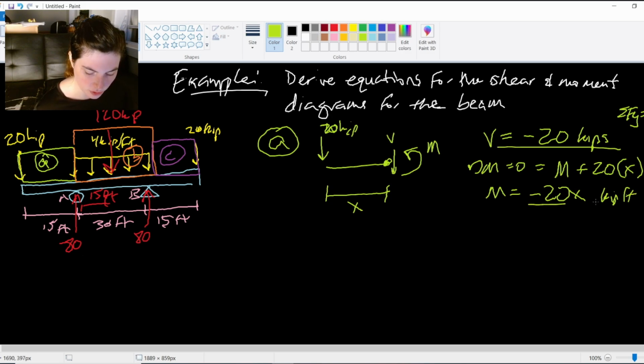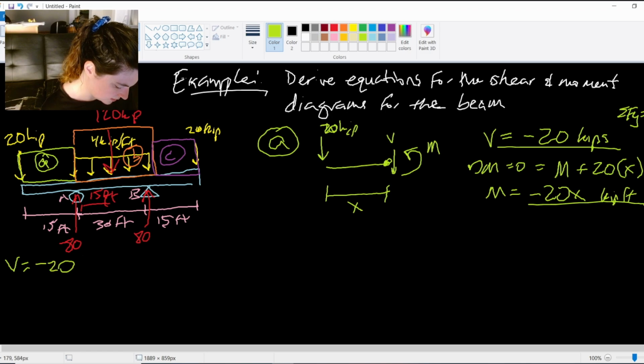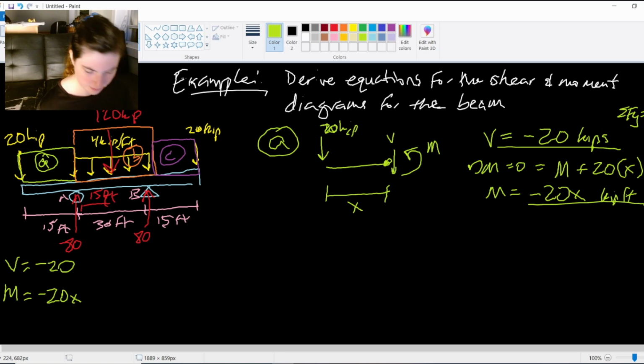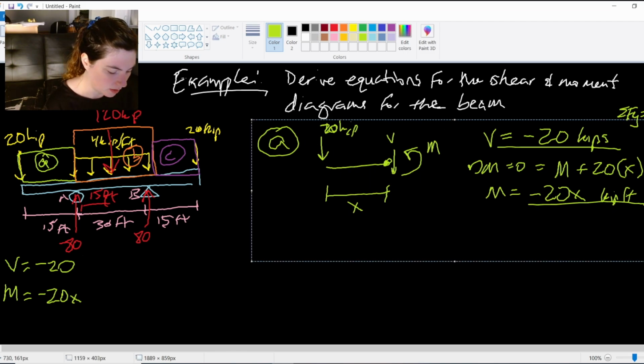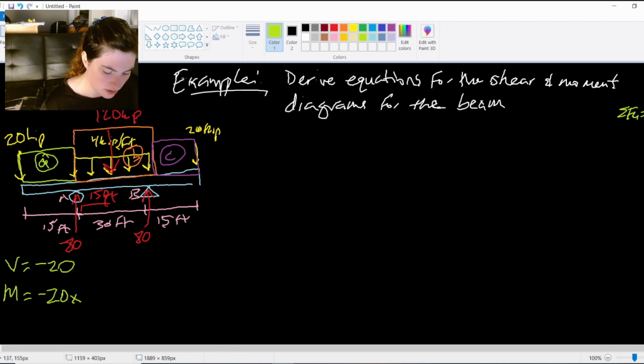So these are my first two equations for this first load area. I'll put them over here on the side so I can use them to plot later. Shear is negative 20. Moment equation is negative 20x. That's our first region. Pretty easy, right? Easy enough. Just breaking out regions and applying their equilibrium equations. They do get a little trickier as you run down the line. So this distributed load, for example, is a little bit trickier.